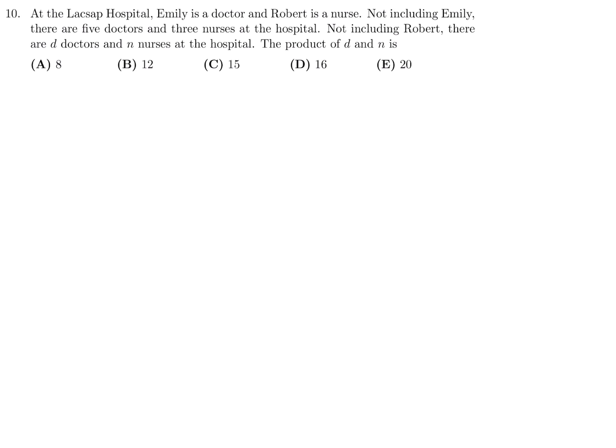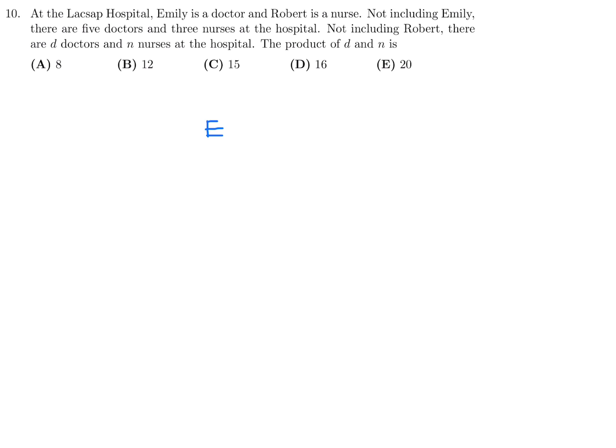At the LAC-SAP hospital, Emily is a doctor and Robert is a nurse. Not including Emily, there are 5 doctors and 3 nurses at the hospital. Not including Robert, there are D doctors and N nurses at the hospital. The product of D and N is?